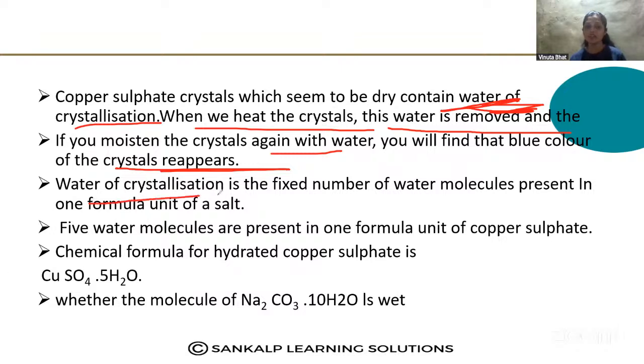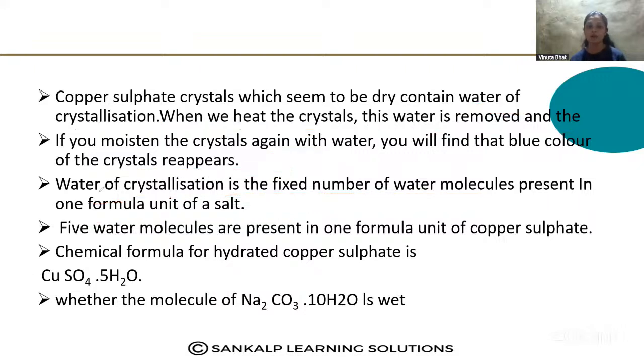The water of crystallization is a fixed number of water molecules present in one formula unit of the salt. What is water of crystallization? Very important. Water of crystallization is a fixed number of water molecules present in one formula unit of the salt. Here 5 water molecules are present in one formula unit of copper sulfate. Look here, how we write copper sulfate: CuSO4 5H2O. So here 5 molecules of water of crystallization are present in the salt.